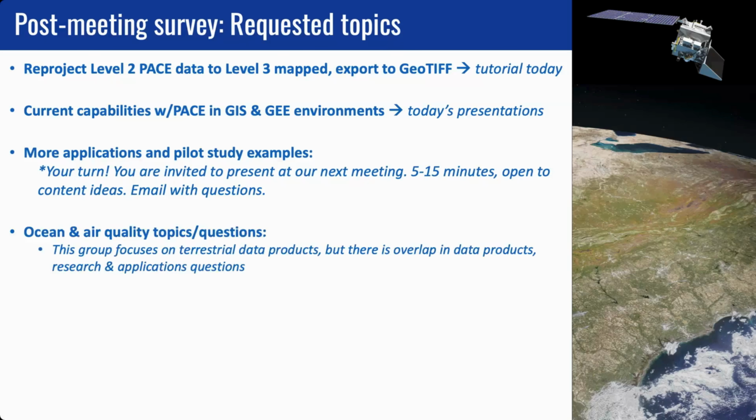We got a fair amount of ocean and air quality type of questions, but I want to emphasize that this group focuses on terrestrial data products. I know PACE does it all, land, sea, and air, but here we're mostly talking about the terrestrial data products. There is going to be overlap. Some of these data products, like the nitrogen dioxide one, could be used across the different disciplines. And also the data access methods that we're going to talk about really apply to any PACE OCI data products as well.